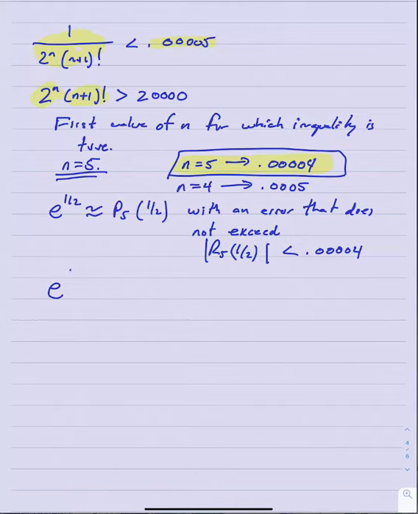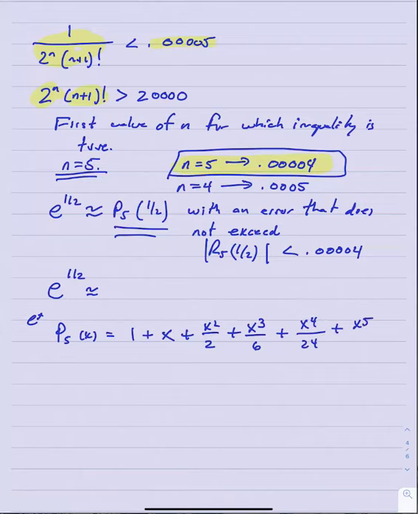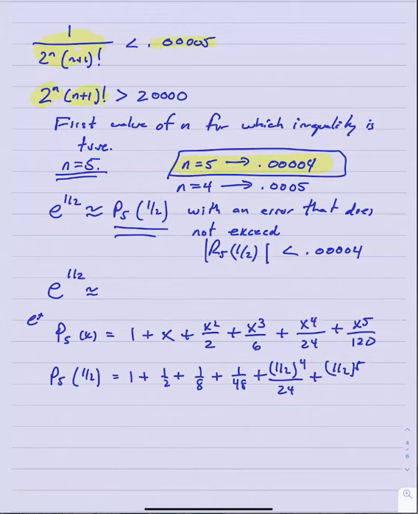Okay, what that means is, if I check e to the 1/2 and I approximate it with P5 of 1/2, again, what is P5 of x for the function e to the x? We know it's 1 plus x plus x squared over 2 plus x cubed over 3 factorial plus x to the 4th over 4 factorial plus x to the 5th over 5 factorial. So what's P5 of 1/2 look like? It looks like 1 plus 1/2 plus (1/2) squared divided by 2, which would be 1/8, plus (1/2) cubed divided by 6, which would be 1 over 48, plus, and I'll just be lazy here on the rest, (1/2) to the 4th over 24, plus (1/2) to the 5th over 120.